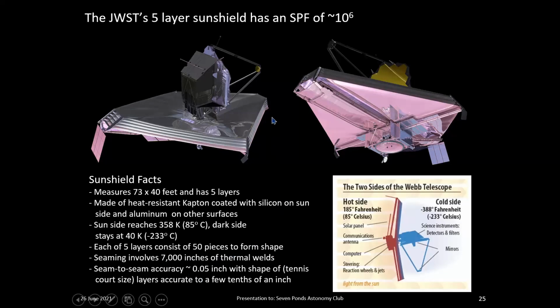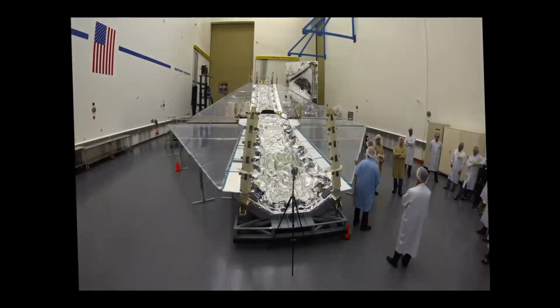And so the building of the JWST sunshade was a major technical challenge, but all of that work is behind us now. The sunshade was one of the most difficult engineering challenges in the whole project.